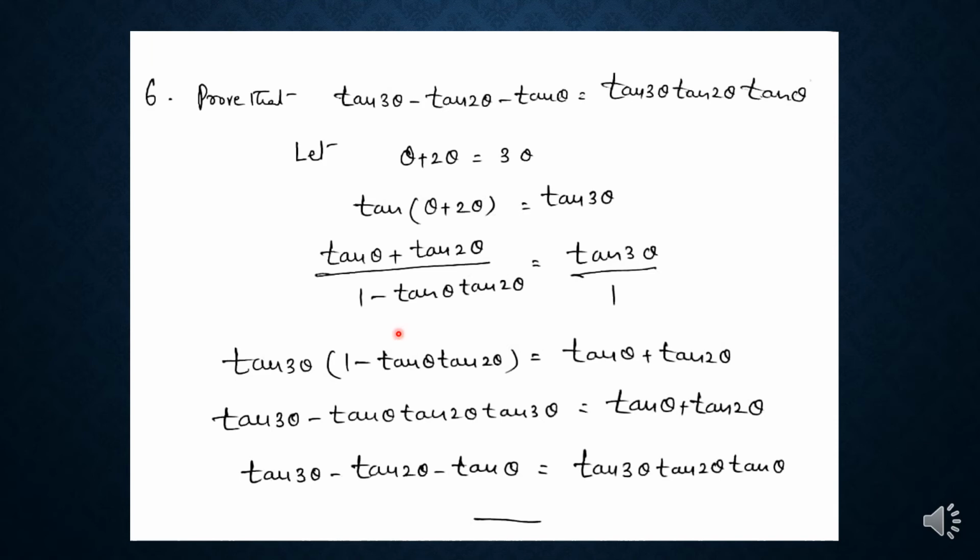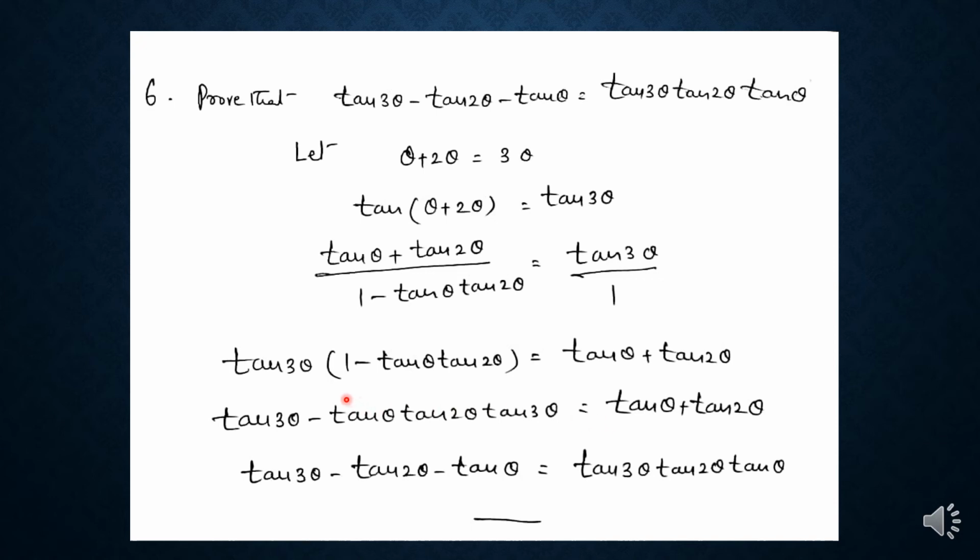So here, this is in the form of tan of a plus b, that is tan a plus tan b by 1 minus tan a tan b. So that is tan theta plus tan 2 theta by 1 minus tan theta into tan 2 theta is equal to tan 3 theta. By the cross multiplication, we will get tan 3 theta into 1 minus tan theta tan 2 theta is equal to 1 into tan theta plus tan 2 theta. Now by multiplying with tan 3 theta, we will get tan 3 theta minus tan theta tan 2 theta tan 3 theta is equal to tan theta plus tan 2 theta.